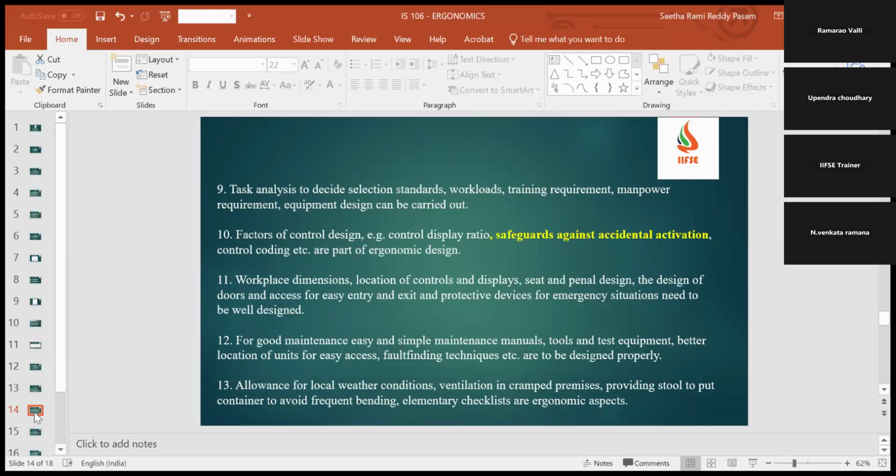Okay. And for good maintenance and ease of simple maintenance, manuals, tools, and test equipments, better location of units for easy access, and fault finding techniques, etc., are to be designed properly. So this is also important from the maintenance point of view.